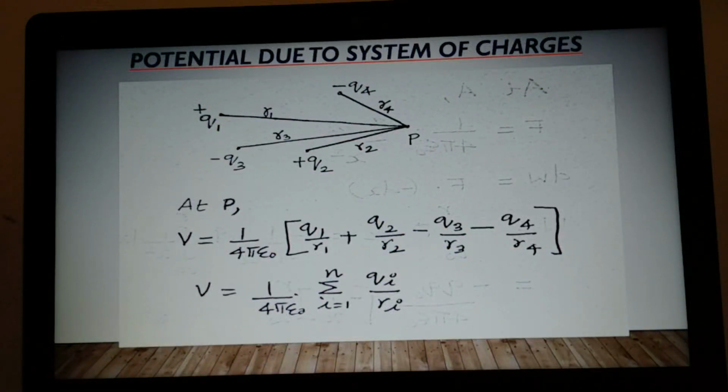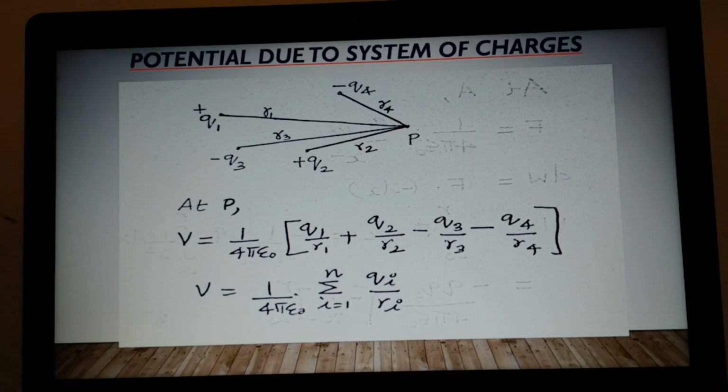Here you have four charges, Q1, Q2, Q3 and Q4. Q1 and Q2 are positive and Q3 and Q4 are negative. P is a particular point where we have to find the potential. P is at distances R1, R2, R3, R4 respectively from Q1, Q2, Q3 and Q4. And we have to find the potential at P.